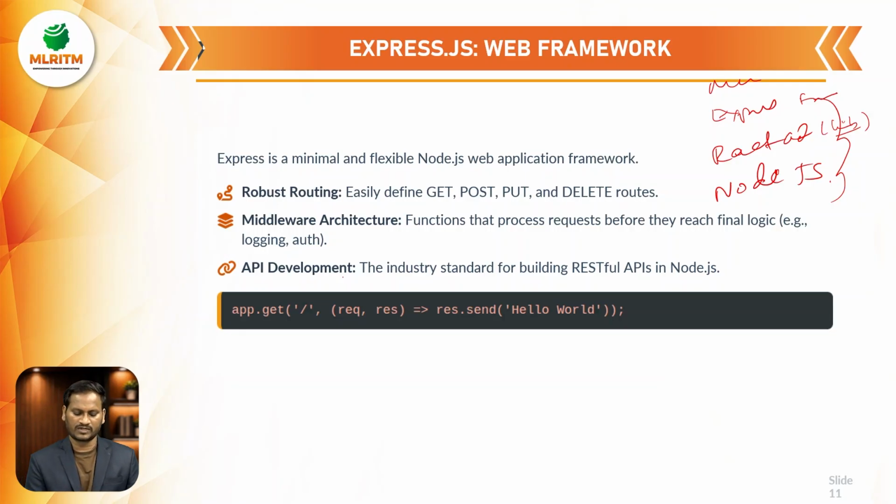So in robust routing, we use GET, POST, PUT, and DELETE routers. These methods we use and do the coding. Middleware architecture means functions that process requests before they reach the final logic. Example: login authentication. The best example is API development, the industry standard for building RESTful APIs in Node.js.